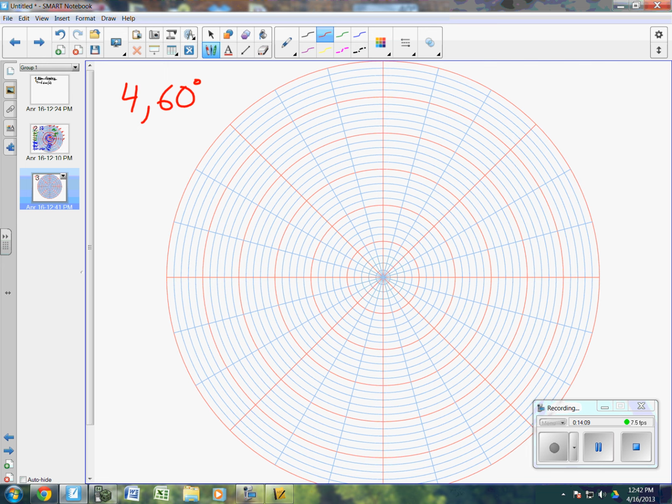Four comma 60 degrees. Okay, if you haven't graphed it yet, it's right there because you go up to the 60 degree line. This is the 60 degree line. And you go out 1, 2, 3, 4 units out. And that's 4 comma 60 degrees. Everybody got that? Okay. Then you got to come up with the other names on it.